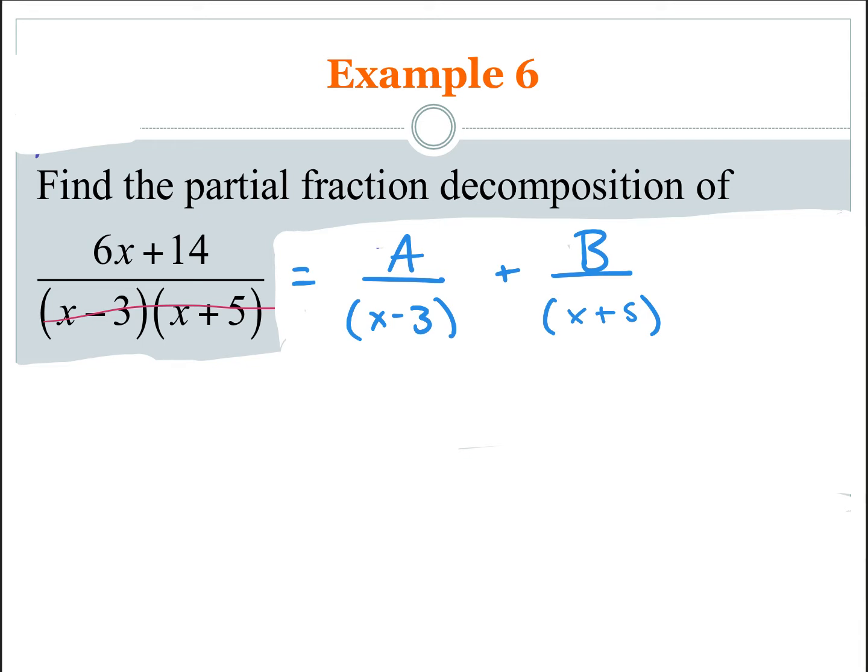So once we split it up, the next step is to multiply each partial fraction by whatever it's missing in the denominator. So our question gave us x minus 3 times x plus 5. In my first partial fraction here, I only have x minus 3, so I have to multiply the top and the bottom by x plus 5. And then in the second one, I'm missing the x minus 3, so I multiply the top and the bottom by x minus 3. So you multiply by whatever's missing.